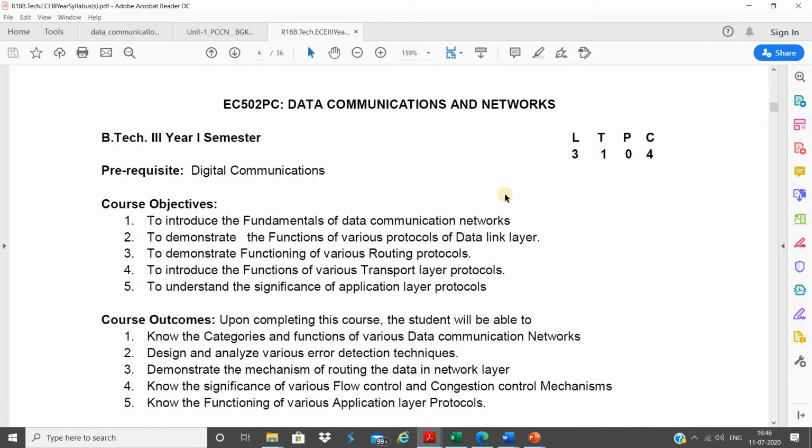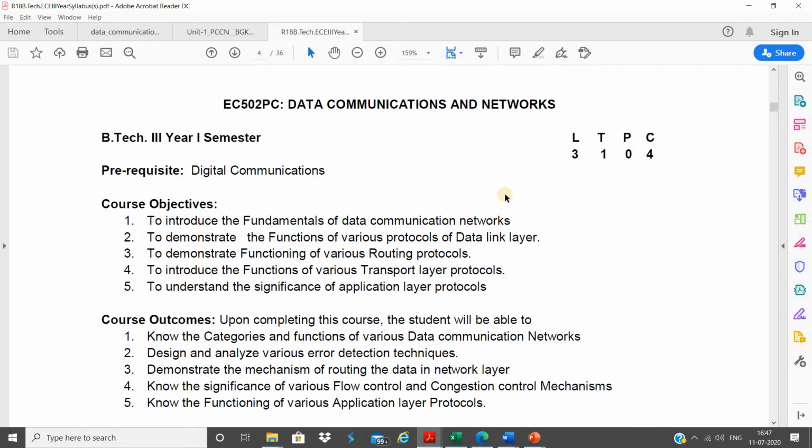The main course objectives of data communication networks are to introduce the fundamentals of data communication networks and to demonstrate the functions of various protocols of the data link layer. The data link layer is one of the layers in the ISO network layer protocols. Also, to demonstrate the functioning of the various routing protocols which fall in the network layer, to introduce the function of the various transport layer protocols, and to understand the significance of application layer protocols. These are the main course objectives of data communications and networks.